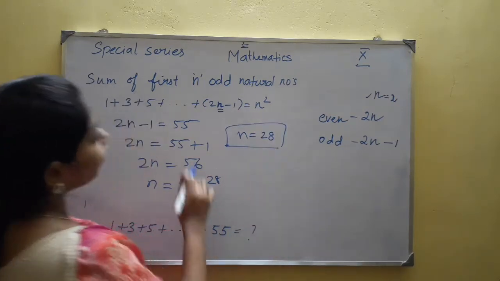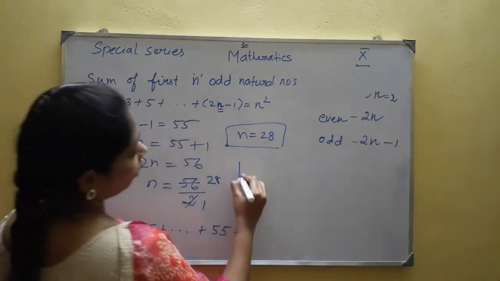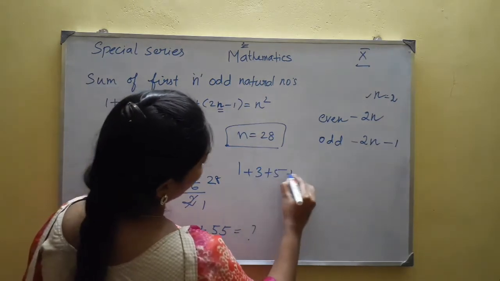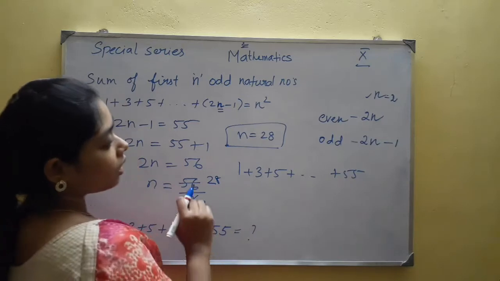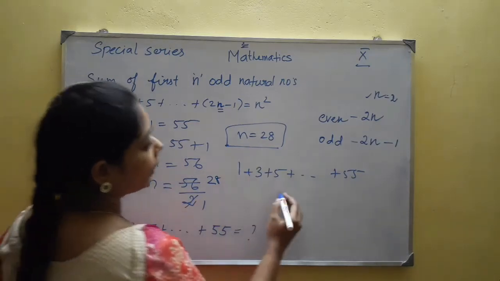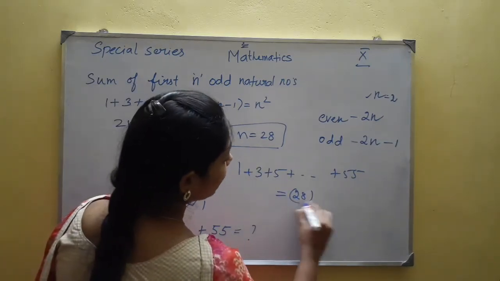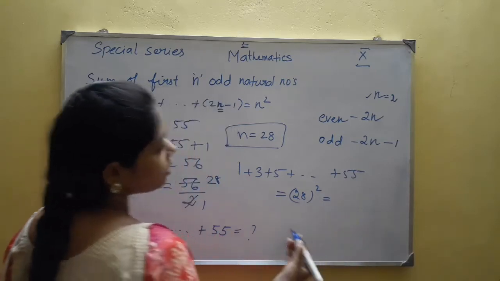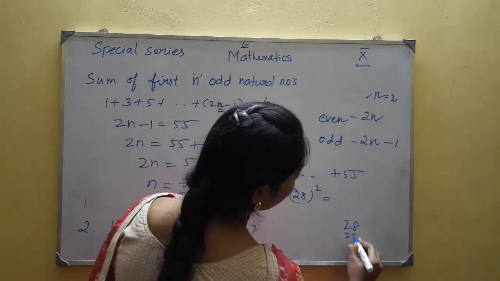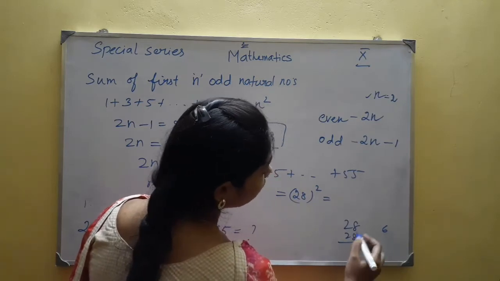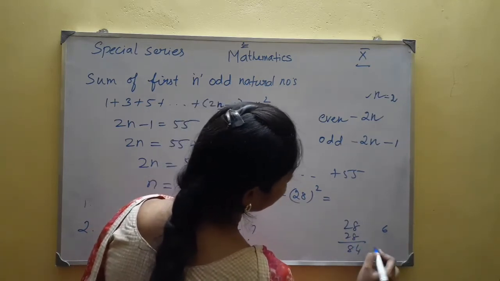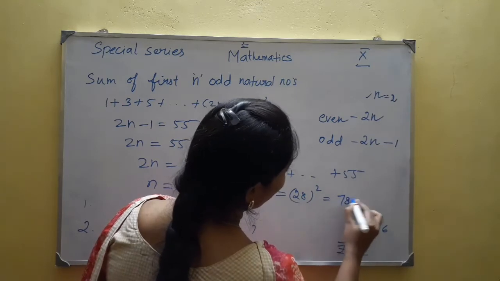Now you want to find the summation value, no? 1 plus 3 plus 5 goes on up to 55. So how many numbers are in the summation? The number of terms in the summation? 28. So your answer is 28 square. What is the 28 square answer? 28 times 28: 8 times 8 is 64, 6, 16, 32, 38, 3, 4, 7. So 784.